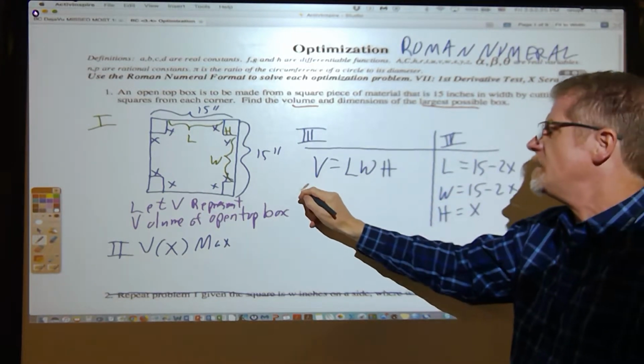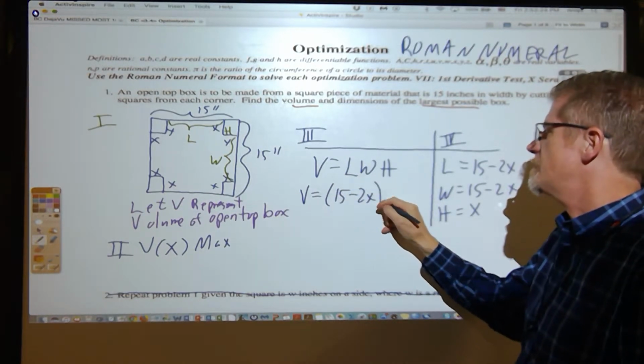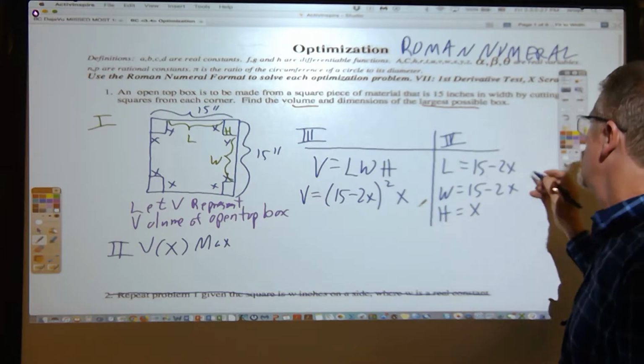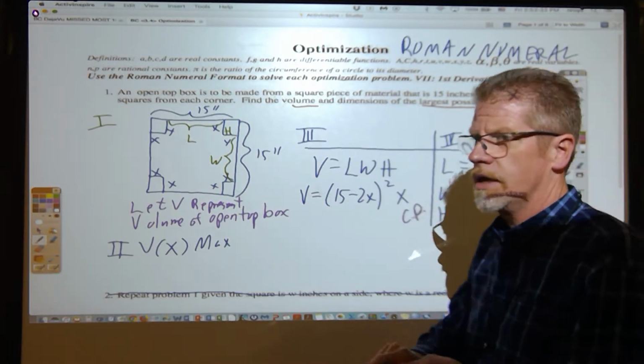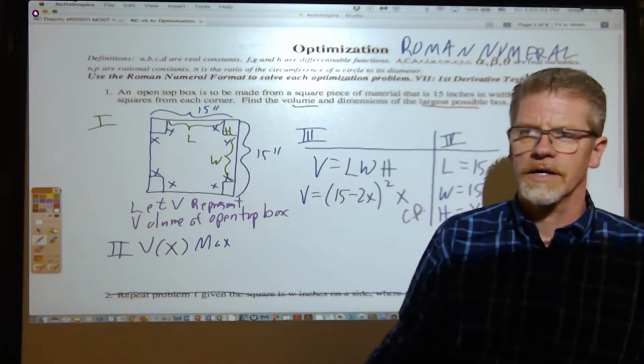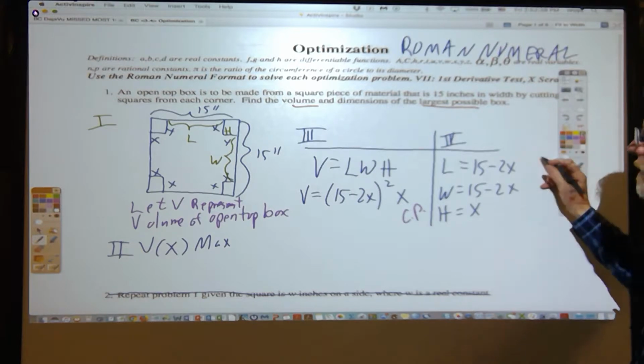Just substitute into the main equation, V equals 15 minus 2x, we got 2 of them, so it's 15 minus 2x squared times x. Woo-hoo. Or is it CP? The chest pounding is starting to die down. So, but there it is.